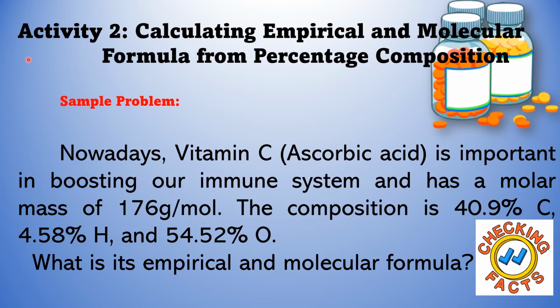For our activity 2, you will now calculate the empirical and molecular formula from percentage composition. So the sample problem is: nowadays, vitamin C or ascorbic acid is important in boosting our immune system and has a molar mass of 176 grams per mole. The composition is 40.9% for carbon, 4.58% for hydrogen, and 54.52% for oxygen. Again, compute for the empirical and molecular formula.